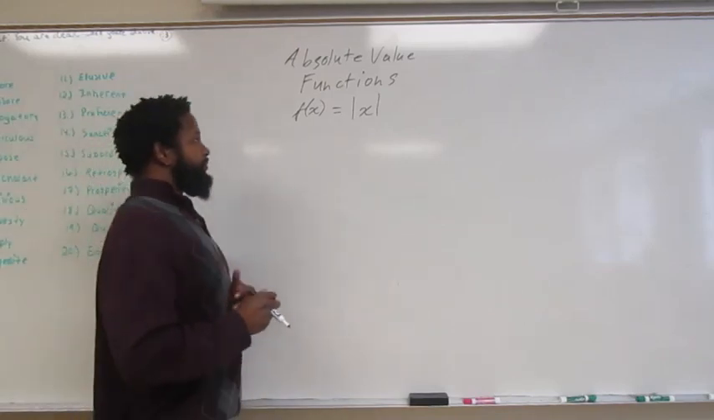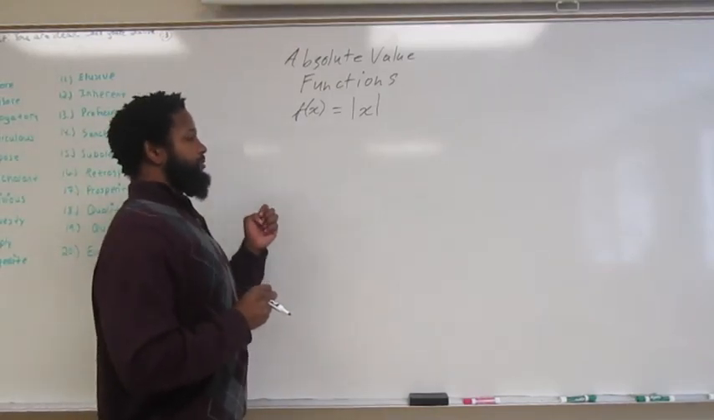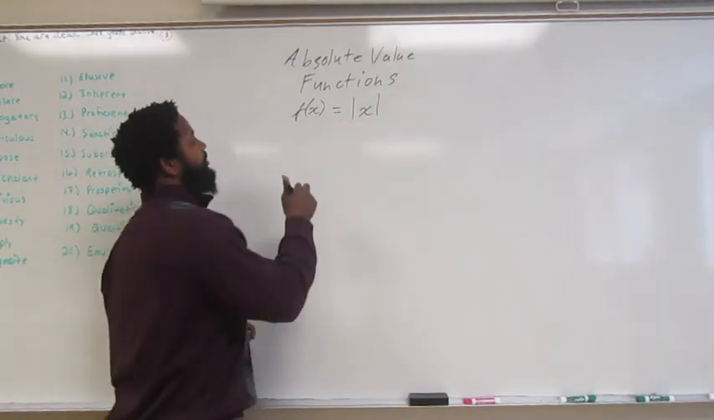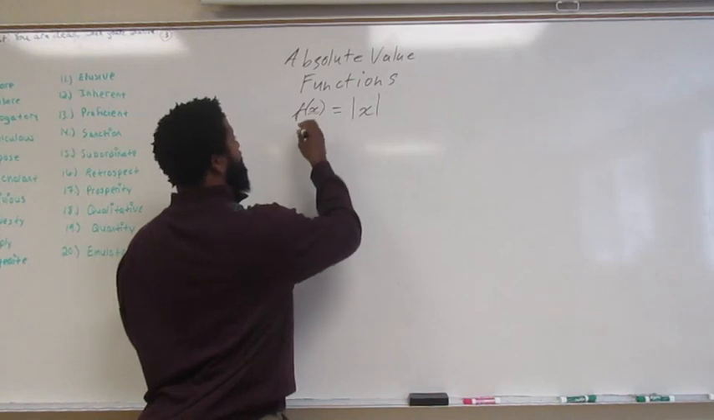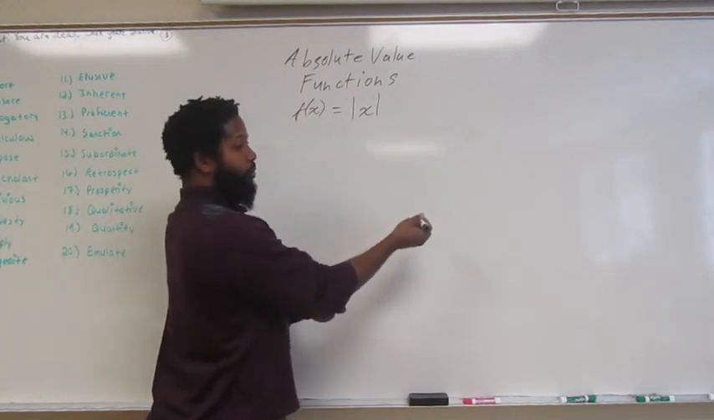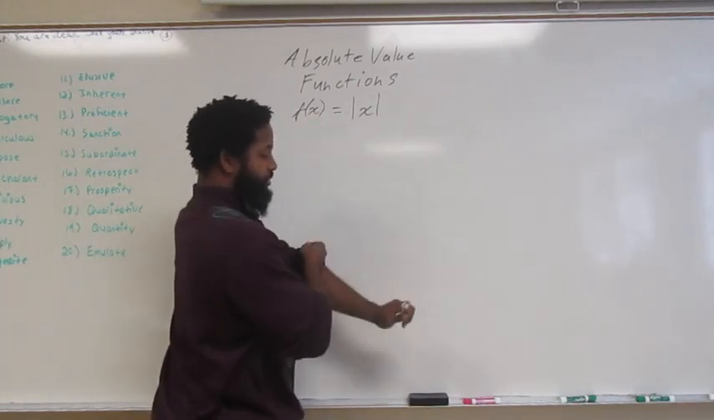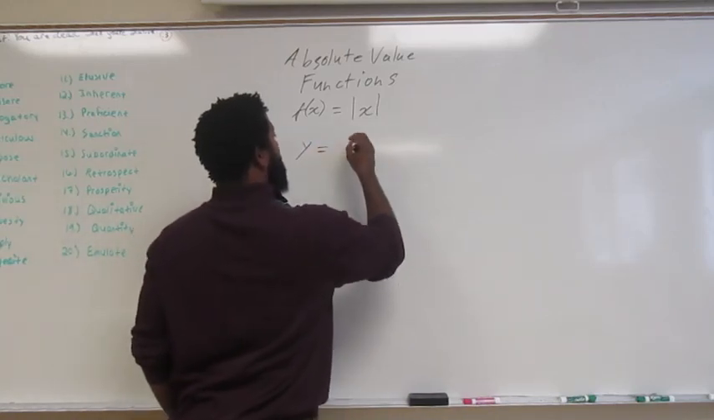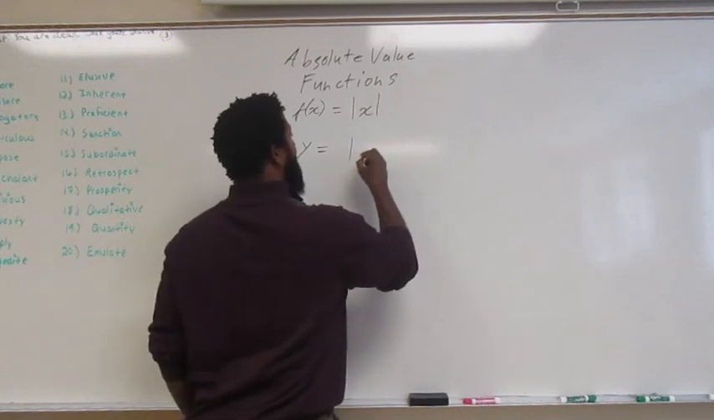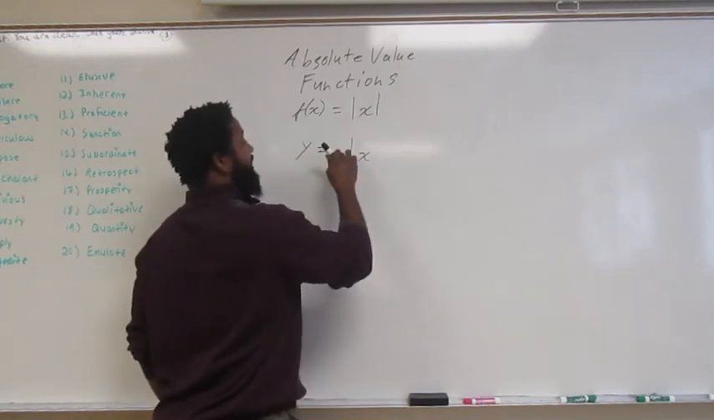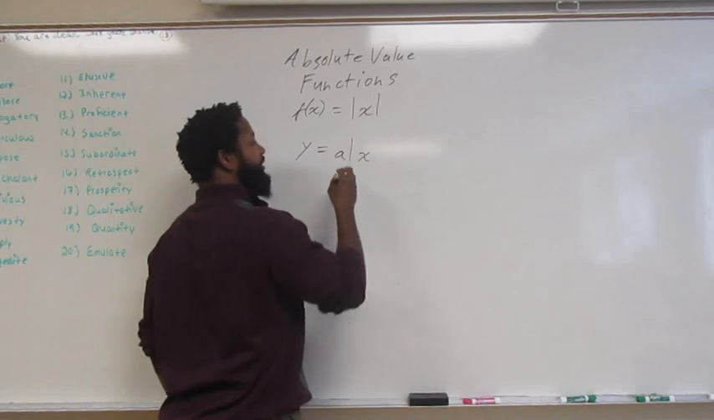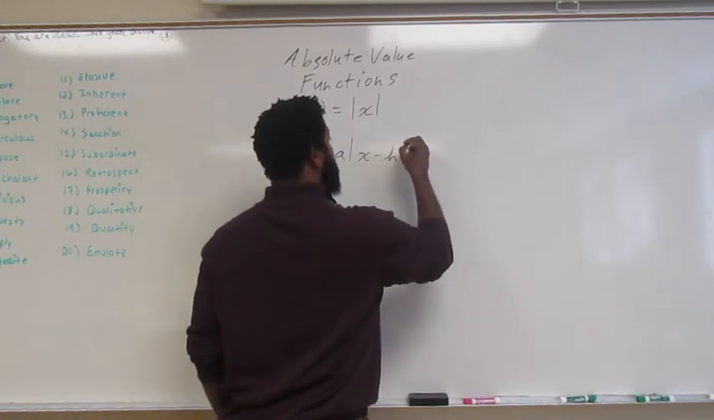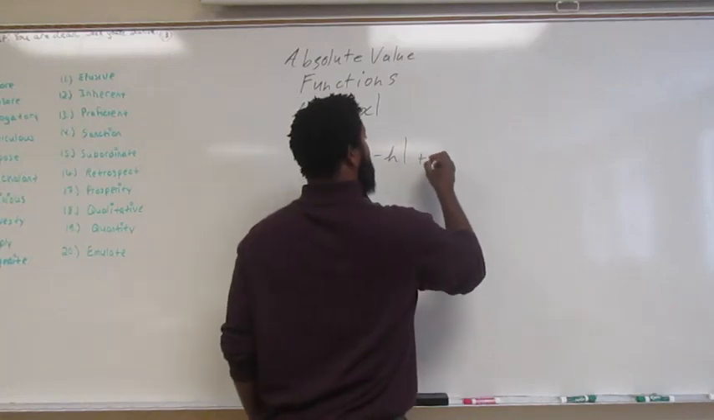Now, looking at this, I'm not going to be giving you something like that, okay? You are going to have equations in the form of, you know, f of x is equal to y now. So let me just use y. Y is equal to a times the absolute value of x minus h plus k.